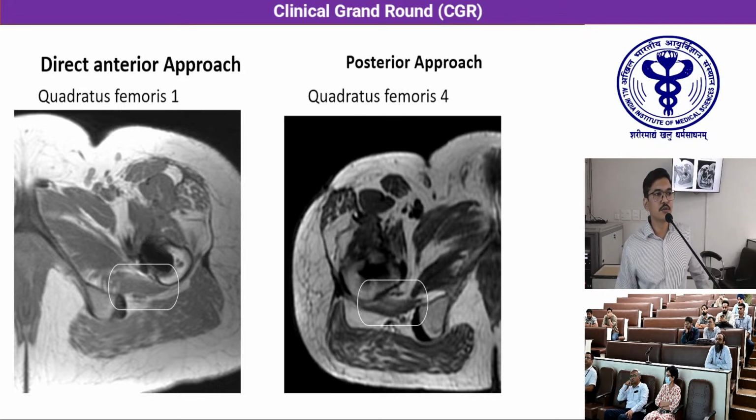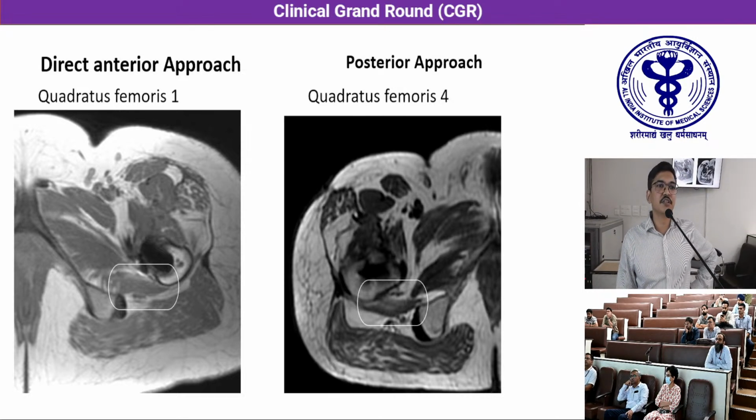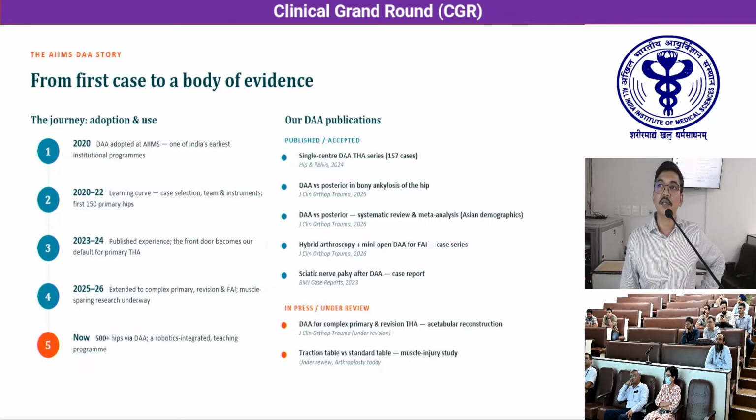So on MRI also, it suggests that it preserves both compartments of the muscles, both anterior and posterior. So this is the journey so far for our approach at AIIMS. We adopted it in 2020. It was one of the earliest institutional programs. We were the early adopters of this approach.